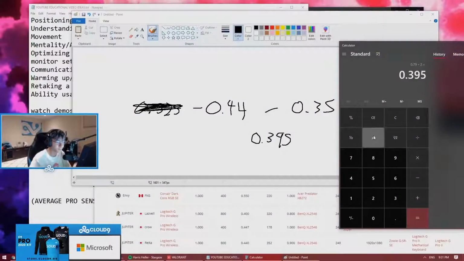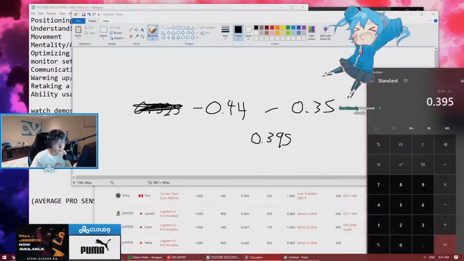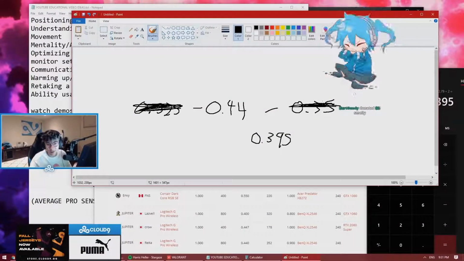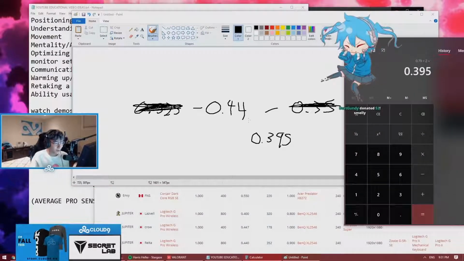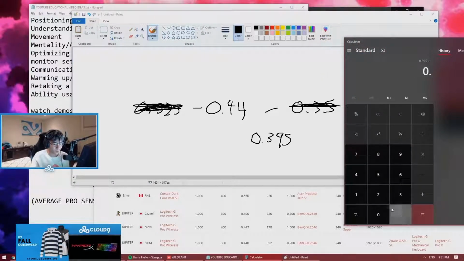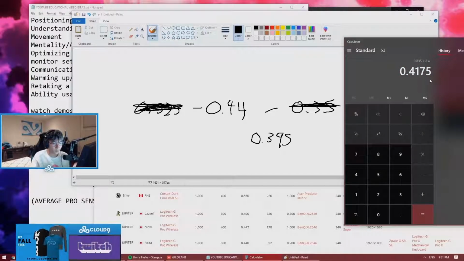Back over here. Crisscross. Thank you, Bert, for the $2. Now we have a new sensitivity again. So this one plus 0.44 divided by 2, 0.4175. So I'm going to round it up to 0.42.